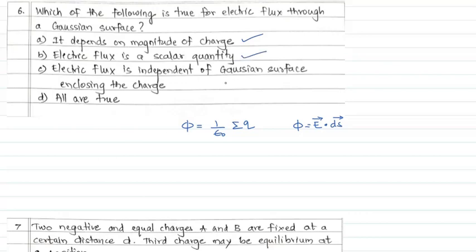See, flux is independent of the Gaussian surface. Yes, that is also true. It depends upon the charge enclosed but not on the surface. So this is also true. So the option 'all are true' is the answer.